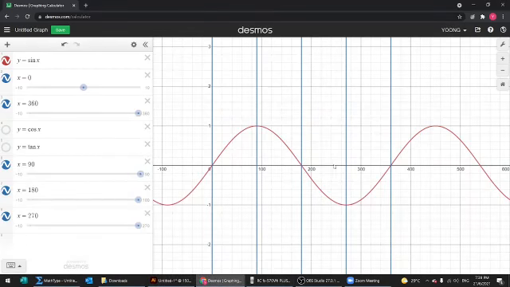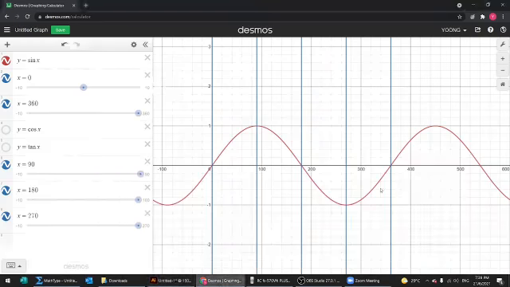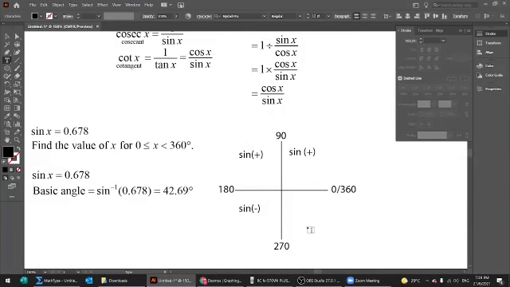From 180 to 270, what is your value here? Negative. So I know that from 180 to 270, my sine is negative. How about the other one? Let's look at this one. What happened here? Also negative, even though it's increasing. So this is sine negative also.